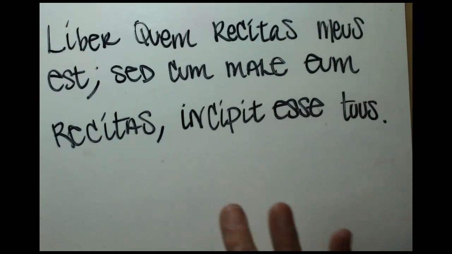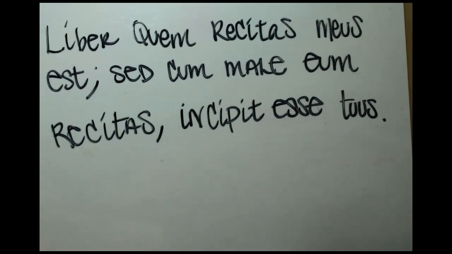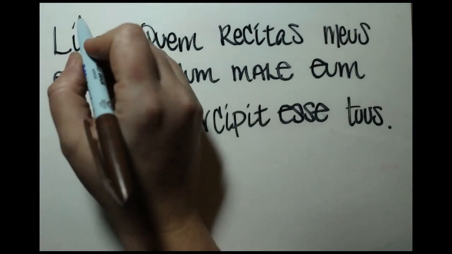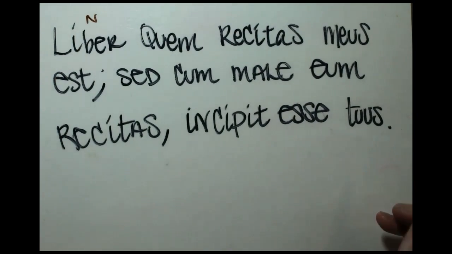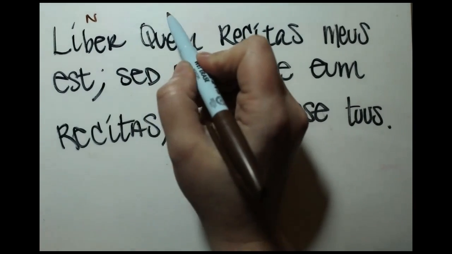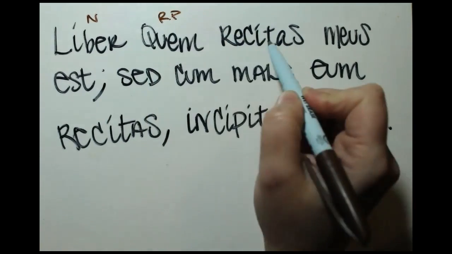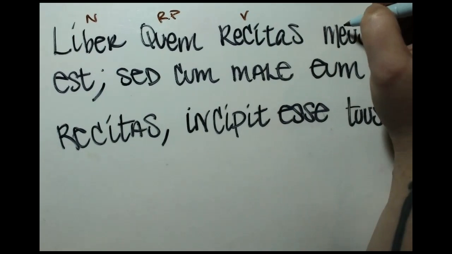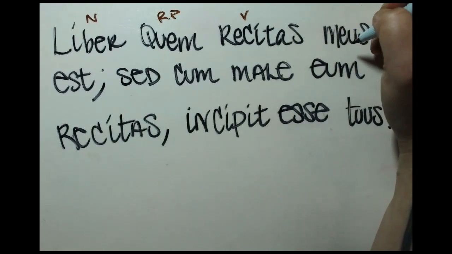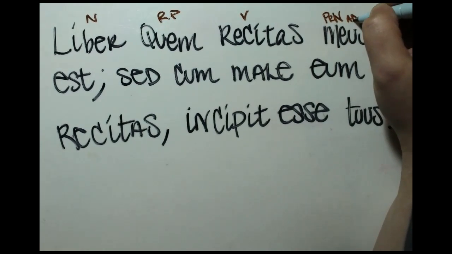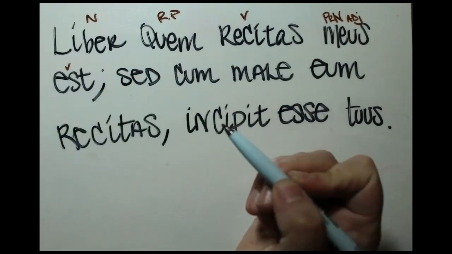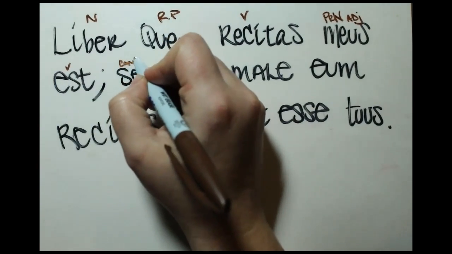Okay, let's mark our parts of speech, and then we will divide this up into clauses and translate it that way. All right, so liber, that is a noun. Quem, we have no question mark at the end, just a period, so this is a relative pronoun. Recitas is a verb. Meus is a possessive pronoun, so it's a pronoun, but it's also an adjective. And est here, that's a verb. Sed, this is a conjunction.